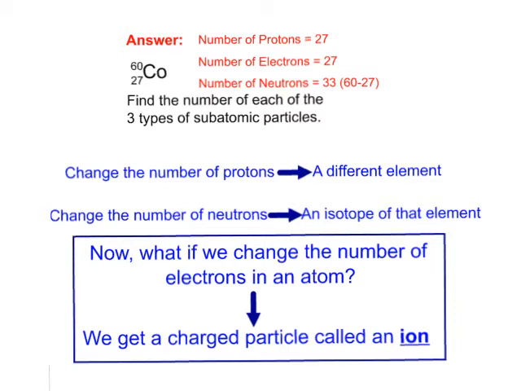So here is just a little recap on what we've been talking about. If we change the number of protons of an element, we get a different element, right? If we change the number of neutrons in an element, we get an isotope of that element. Now, what if we change the number of electrons in an atom? Well, in that case, we get a charged particle. It's called an ion.